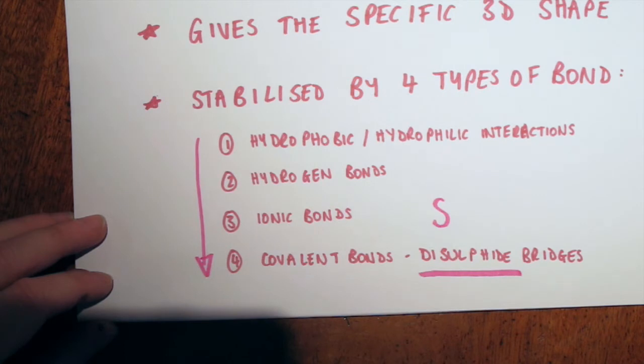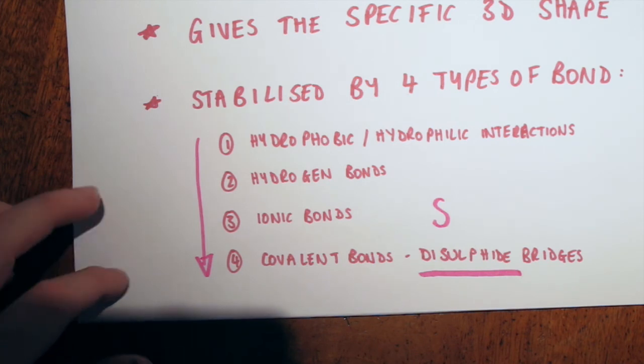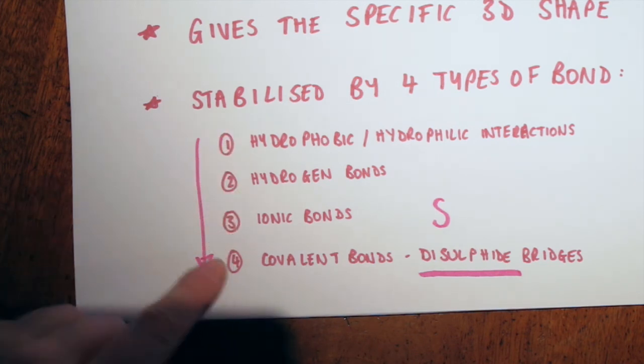The final level of structure is the quaternary structure, which only occurs when there are more than 1 polypeptide chain in the protein, and this will join the 2 or 3 polypeptide chains together, such as in hemoglobin or collagen. The quaternary structure is stabilised by these same 4 types of bond.